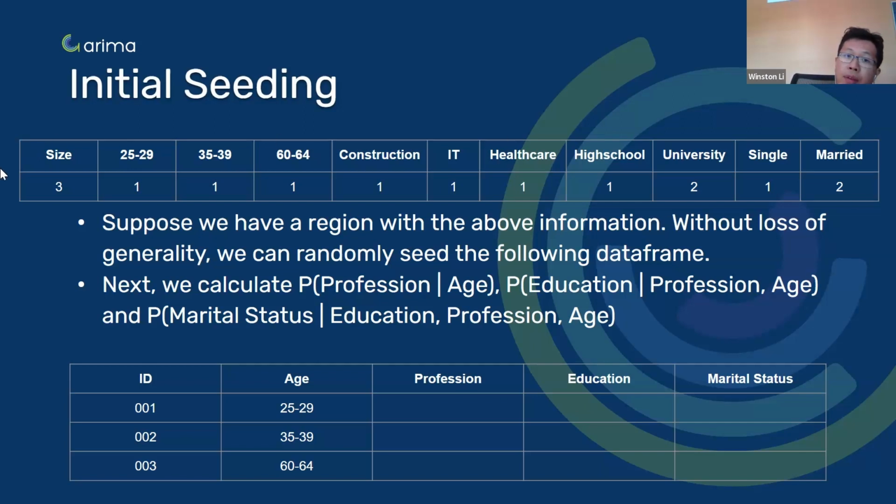So let's say we have a very simple neighborhood, a simple postal code of just 3 people, size being 3. We know one of them is 20 to 29. We know one of them is 30 to 39, and one of them is 60 to 64. Why are these things in 5-year increments? Well, that's actually how StatsCan reports their data.